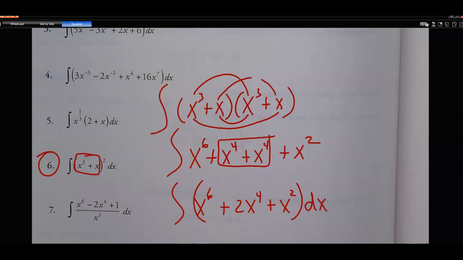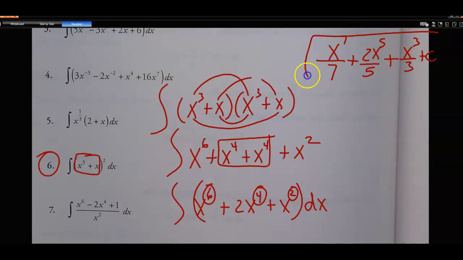So add 1 to your power here and divide by that number. Add 1 to the power here and divide by that number. And then finally, same thing here. Don't forget your plus c. Okay, so it's not uncommon where you would want to multiply out everything first before you integrate.